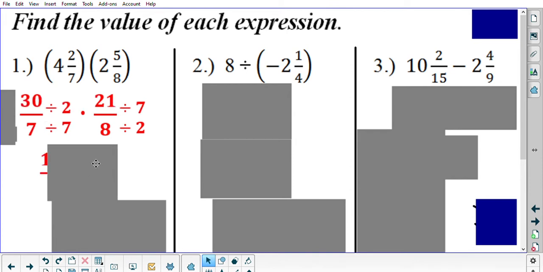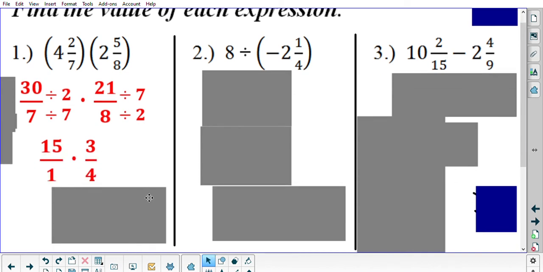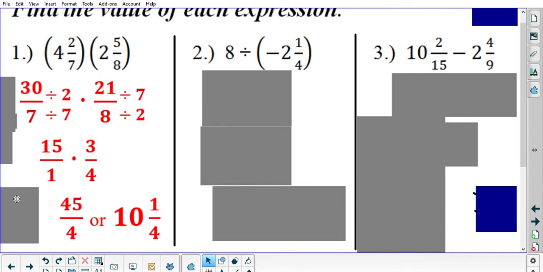30 divided by 2 is 15. 7 divided by 7 is 1. 21 divided by 7 is 3. 8 divided by 2 is 4. Now, if I multiply, I will get 45 over 4, which is the same as 10 and 1/4. Because 4 goes into 45 10 times.